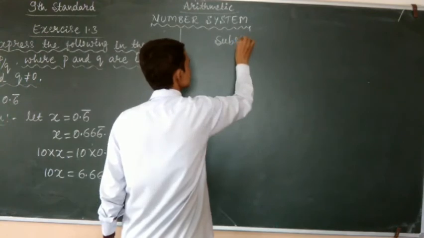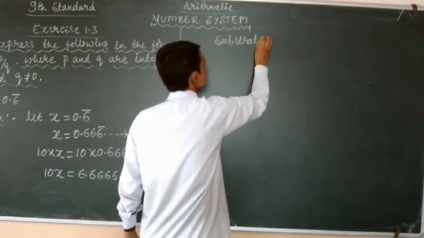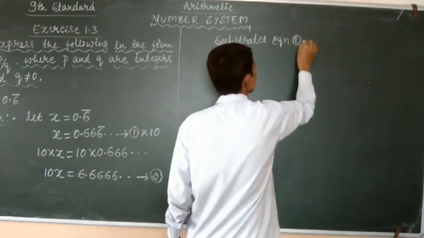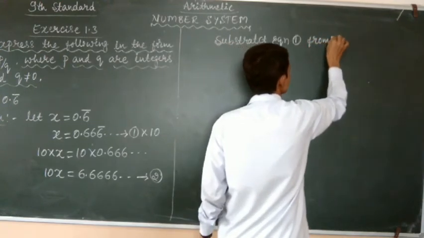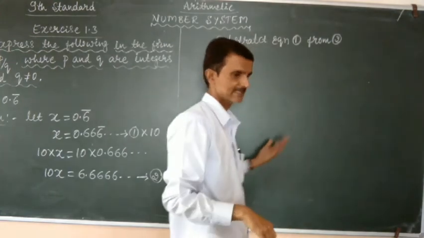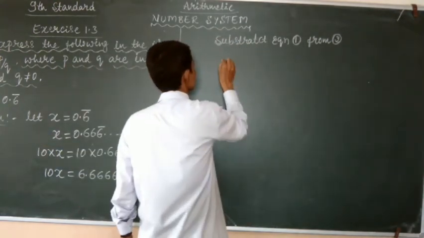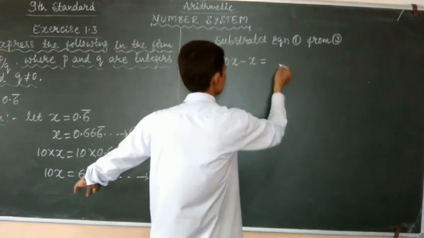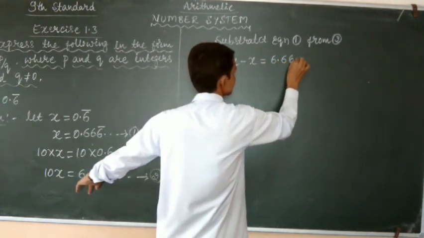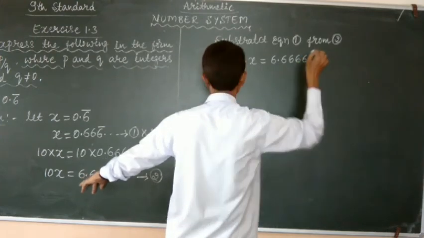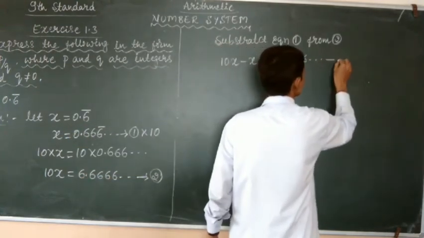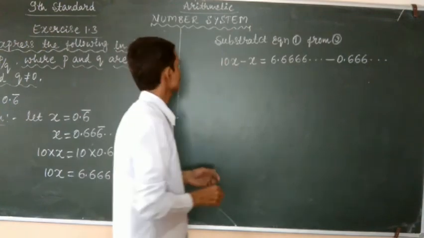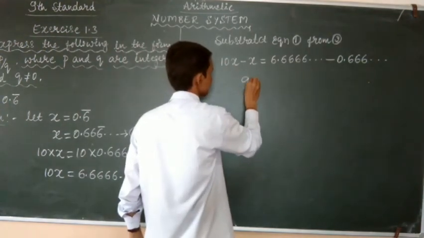Now subtract equation 1 from 2. So we will get in the LHS 10x minus x equals, in the RHS, 6.666 etc. minus 0.666 etc. If you subtract this, you will get 10x minus x is 9x.